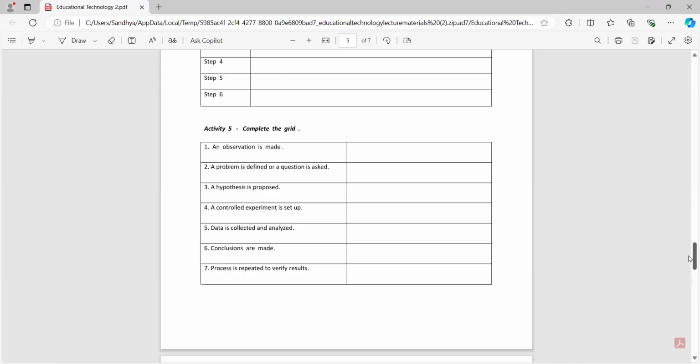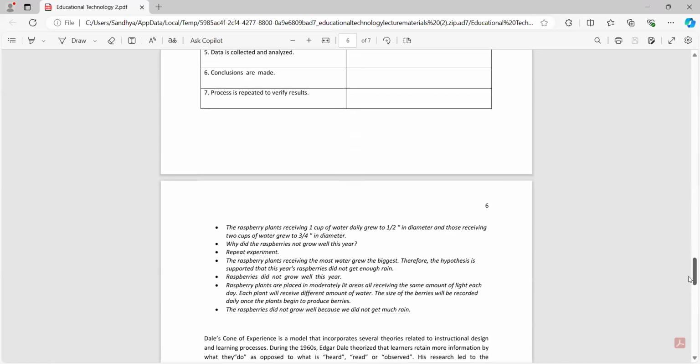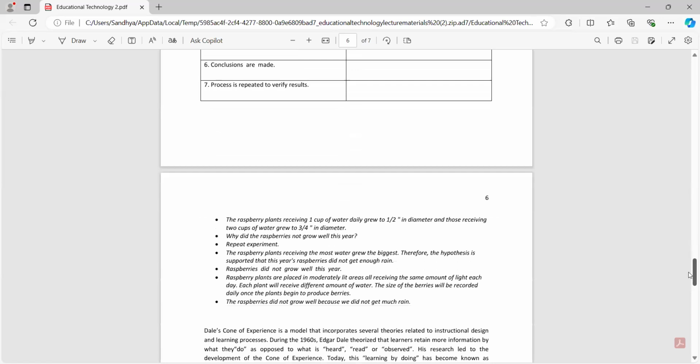A hypothesis is proposed. What is the hypothesis proposed? The sixth one. Raspberry plants are placed in moderately. No, that is not the hypothesis. The last one.